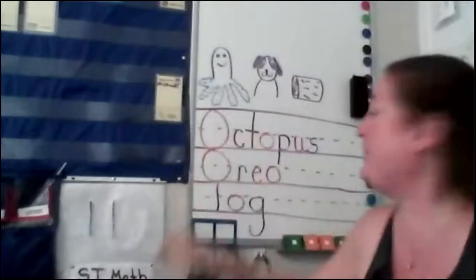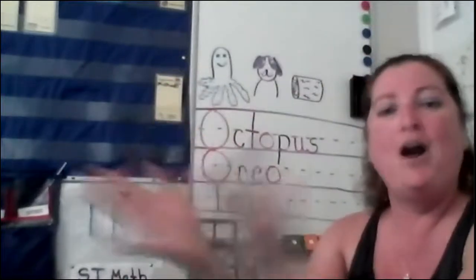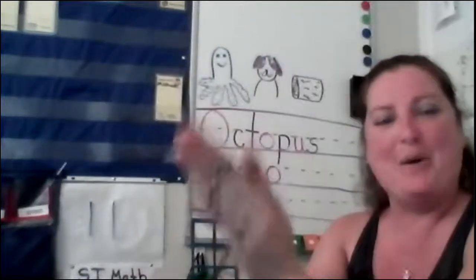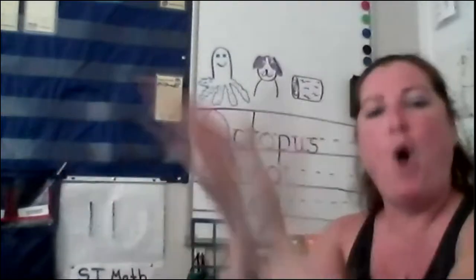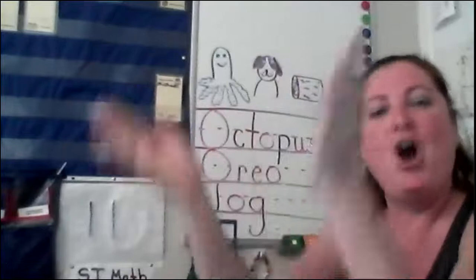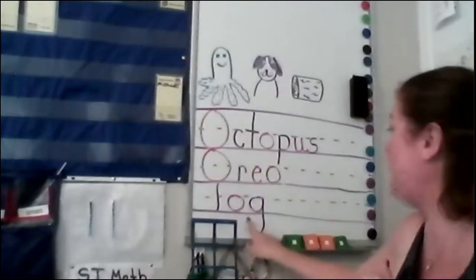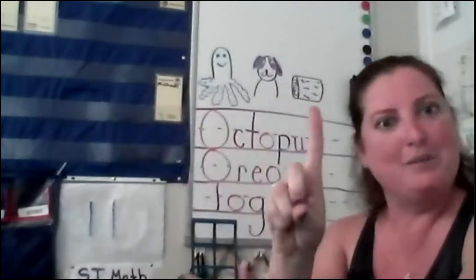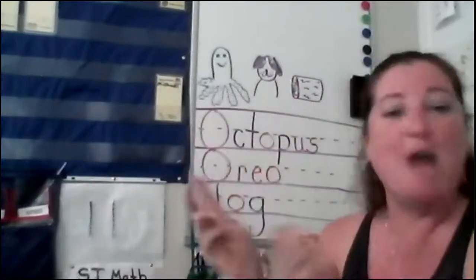Good job. All right, let's do Oreo, okay? It goes Oreo. Oreo. Oreo. I want you to do it now. Good job. Okay, now we're going to do log, okay? This one's pretty easy. Log. There's only 1 syllable. Log. 1 syllable. Log. Okay, I want you to do it now.